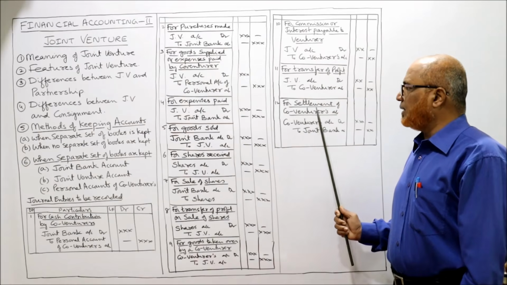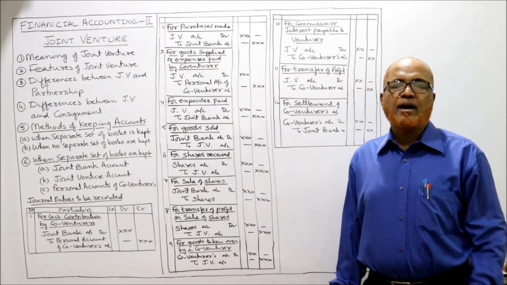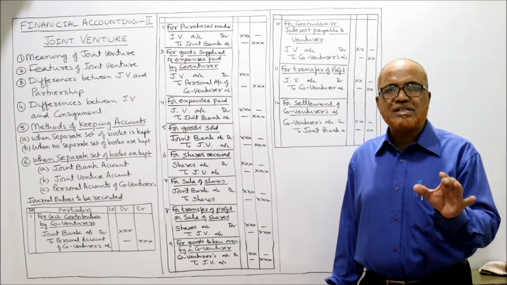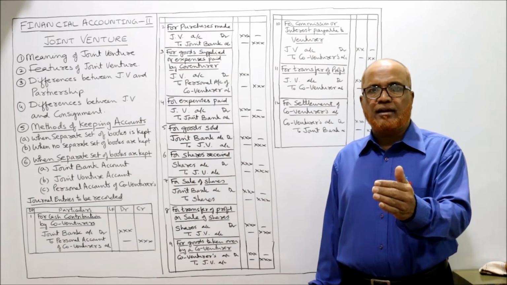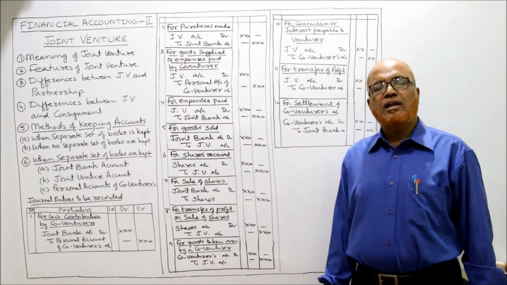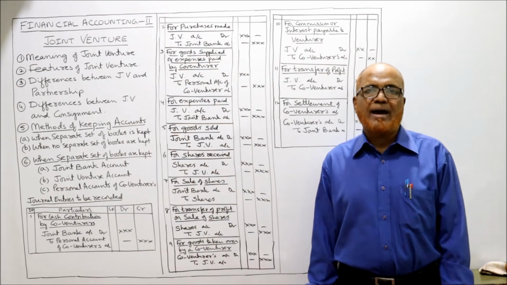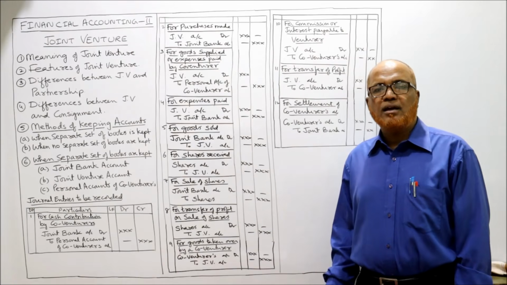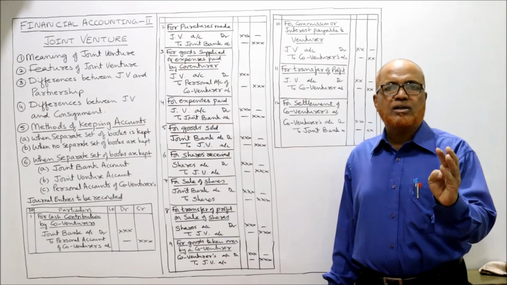Last, for settlement of co-venturers accounts. Finally, the accounts of the co-venturers should be settled, closed. अब जो पैसा joint बैंक में है, वो joint बैंक का पैसा co-venturer को दे देंगे. तो entry will be co-venturers account debit to joint bank account. By passing this entry, co-venturers account will get closed, joint bank account will get closed.